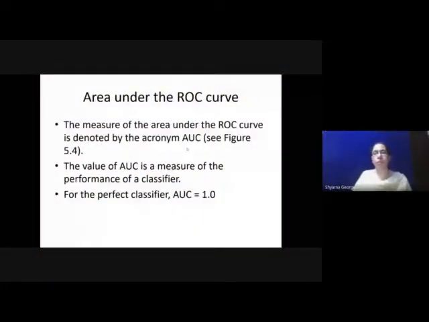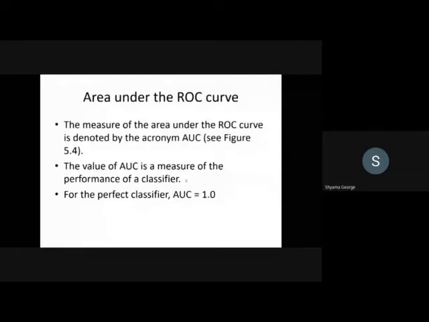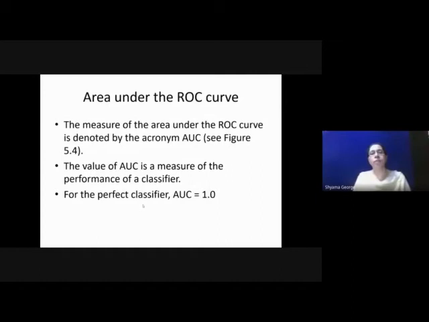The measure of the area under the ROC curve is denoted by AUC. The value of the AUC is the measure of the performance of the classifier. For a perfect classifier, AUC is equal to 1. We can evaluate the classifier using the ROC curve. We can evaluate the classifier using the confusion matrix, and we can improve the performance of the classifiers using various methods for selecting the training data and testing data.